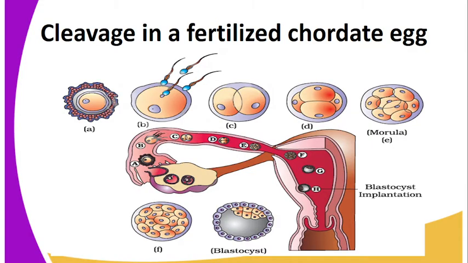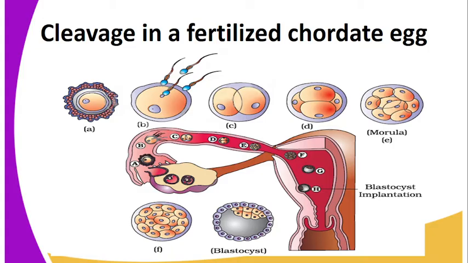You can see a cleavage in a fertilized chordate egg. For example, let's see figure A. Figure A represents an ovum. Do you see A? Yes, look at A, dear. A represents what? An ovum. And then in B, you can see a sperm penetrating the ovum. The process of fertilization is about to take place.